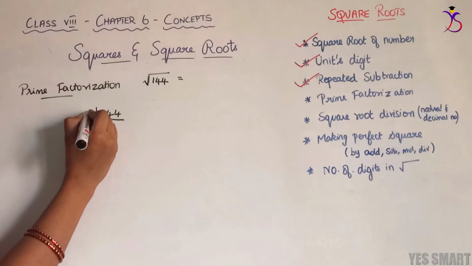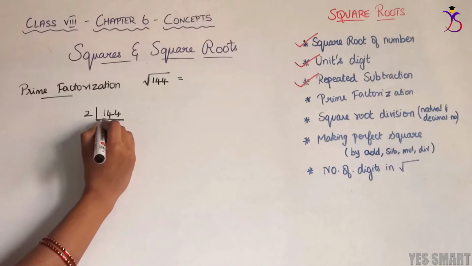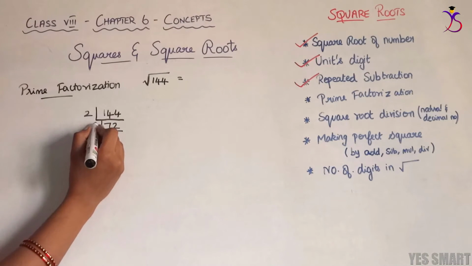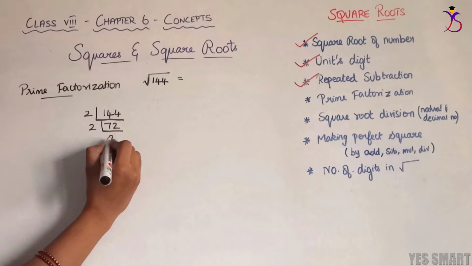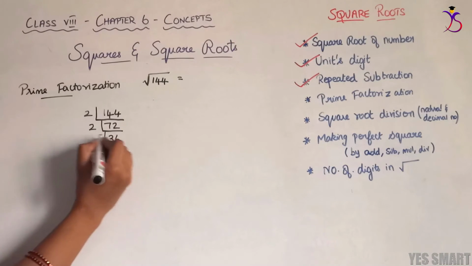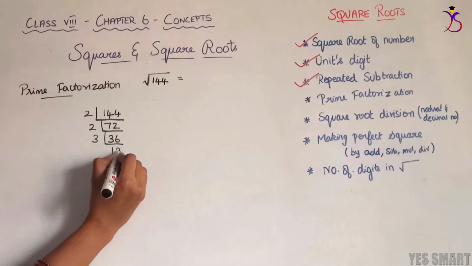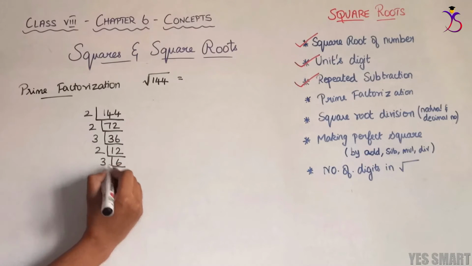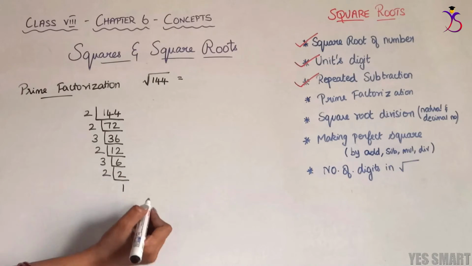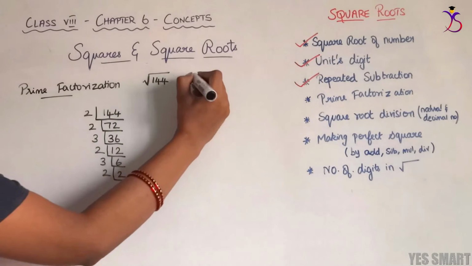If I'm dividing it with 2, I'll get 72. Again I'm using 2. So 2 3s are 6, 2 6s are 12, so 36. Next I'm using 3, 3 12s are 36. Next 2, 2 6s are 12. Then 3, 3 2s are 6. Now 2, 2 1s are 2. So till we get 1, we have to do a repeated division by prime factors.